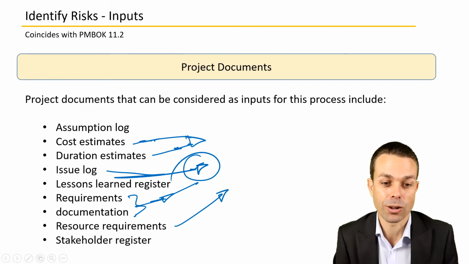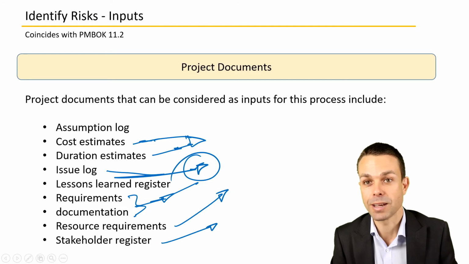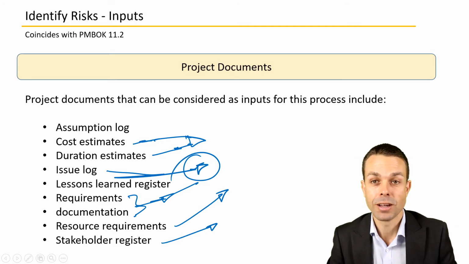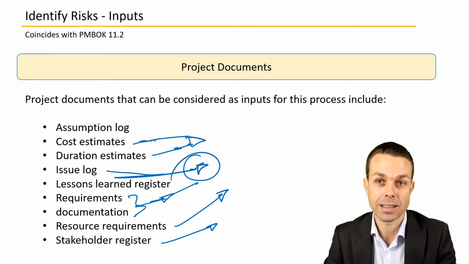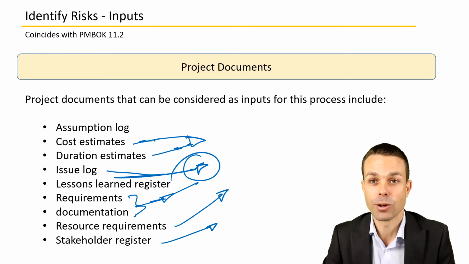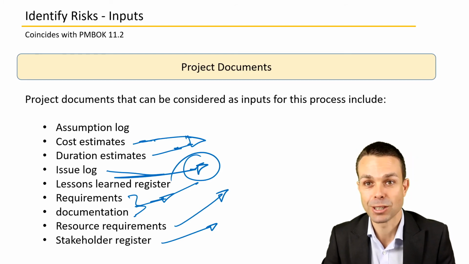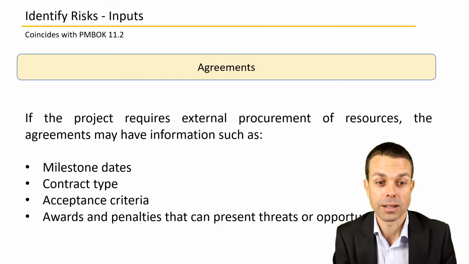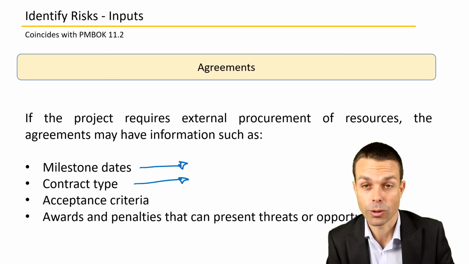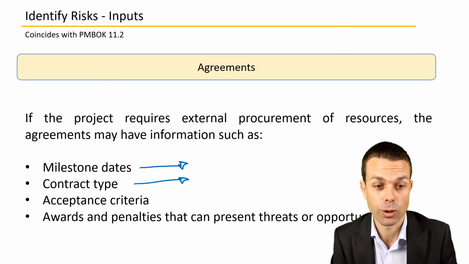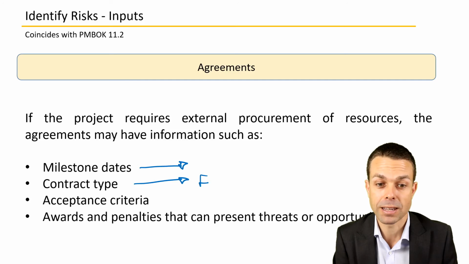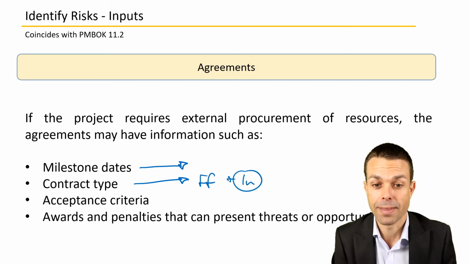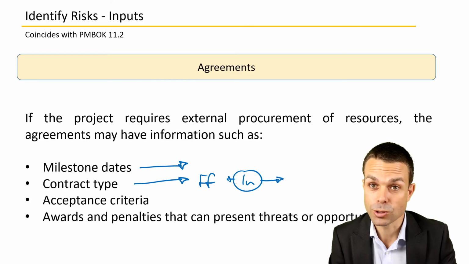And of course the stakeholder register, because the stakeholders who are involved, we need to know, do we need to add stakeholders, take them away, change them, and we need to know who's involved so we can gather that expert judgment as usual. So agreements we might have are the existing milestone dates, the contract type, if we're procuring or getting a third party to do part of the work for us, maybe it's a fixed fee, maybe it's plus an incentive fee, for example, and that might be a way for us to reduce the risk.